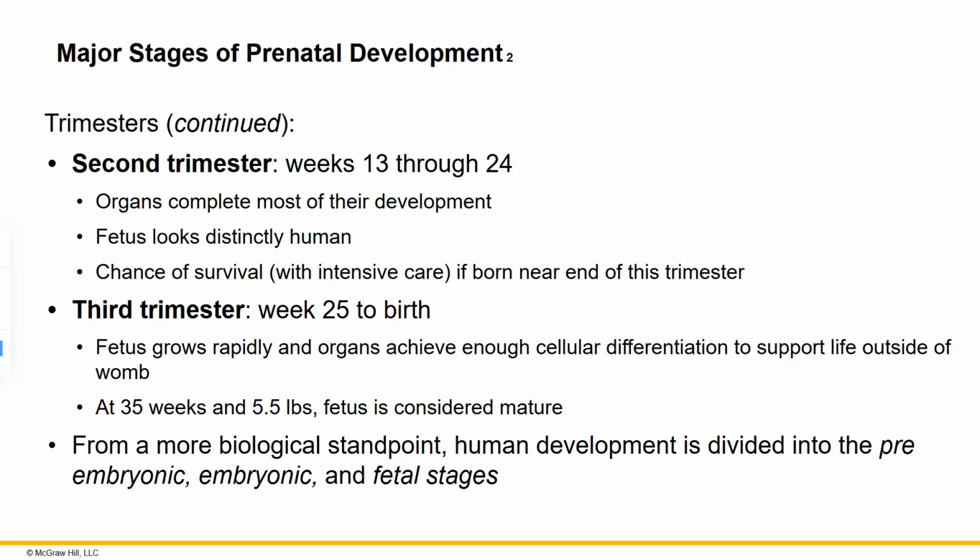Second trimester, weeks 13 to 24, organs complete most of their development. The fetus looks distinctly human, and if born near the end of this trimester, there is a chance of survival with intensive care. Third trimester, week 25 to birth, the fetus grows rapidly, and organs achieve enough cellular differentiation to support life outside of the womb. At 35 weeks and 5.5 pounds, the fetus is considered mature. From a more biological standpoint, human development is divided into the preembryonic, embryonic, and fetal stages.